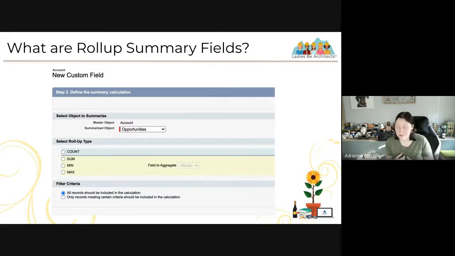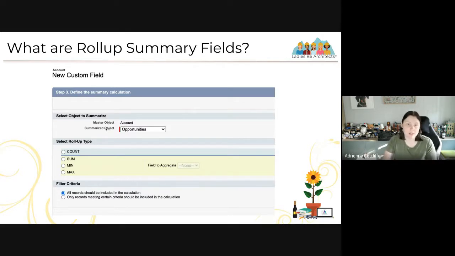I forgot to go through the click path that Vickie did in my slides. But to create a Rollup Summary, you want to go into your Lightning Object Manager, select the master in the master detail relationship, create a new field, and select the type of Rollup Summary field. Once you select and name the field, you're going to get a screen that looks a little bit like this.